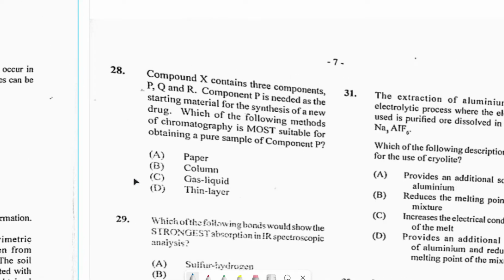Number 28. Compound X contains 3 components P, Q, and R. Compound P is needed as the starting material for the synthesis of a new drug. Which of the following methods of chromatography is most suitable for obtaining a pure sample of P? Paper is out and thin layer is out because those are more like visualization techniques. So you're left between column and gas liquid. I would go column, more because gas liquid is used for volatile compounds and gases, and I never saw anything about that in the question.